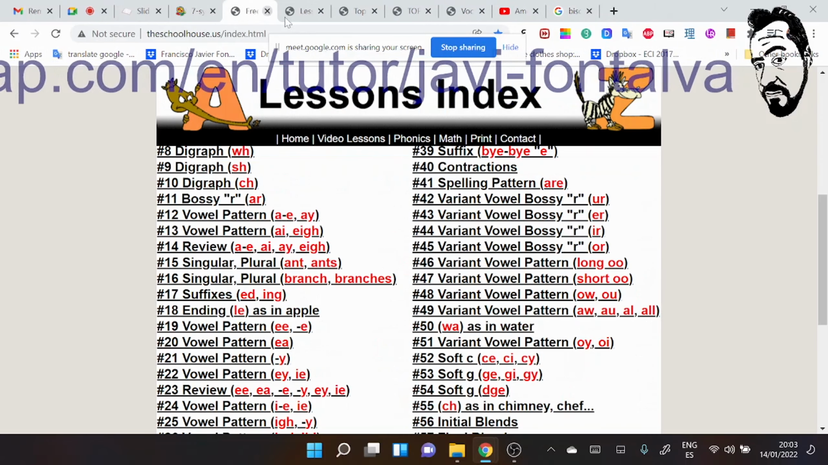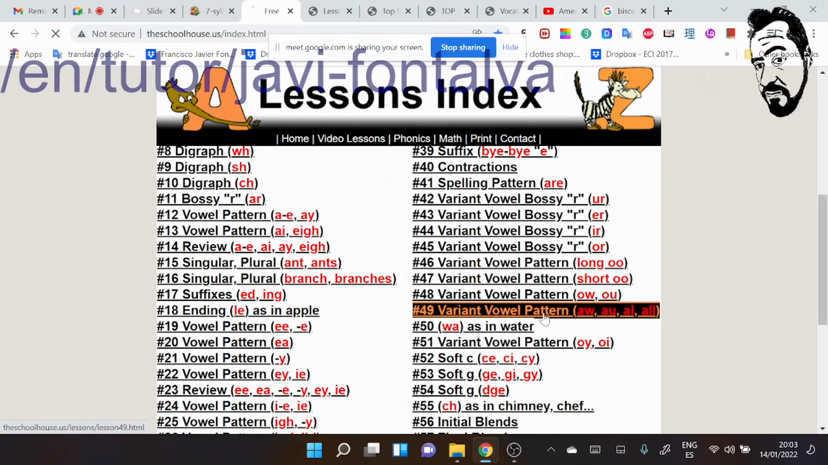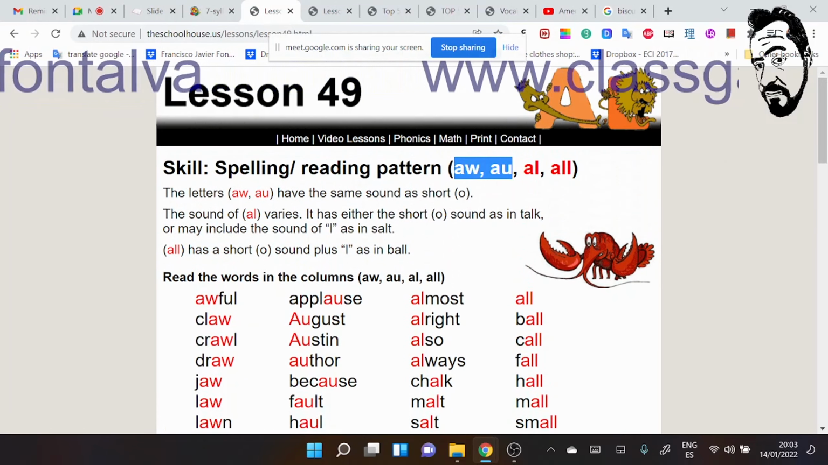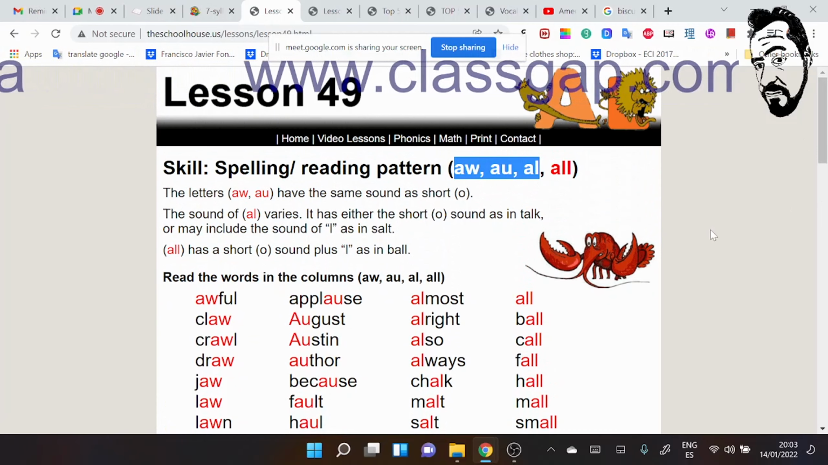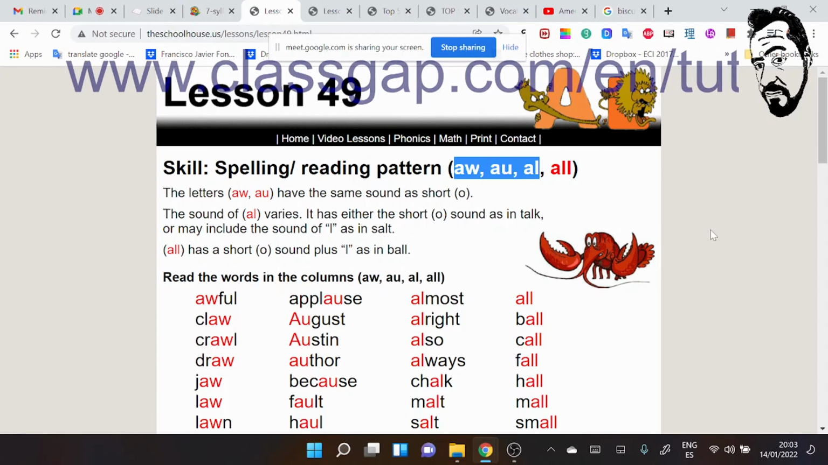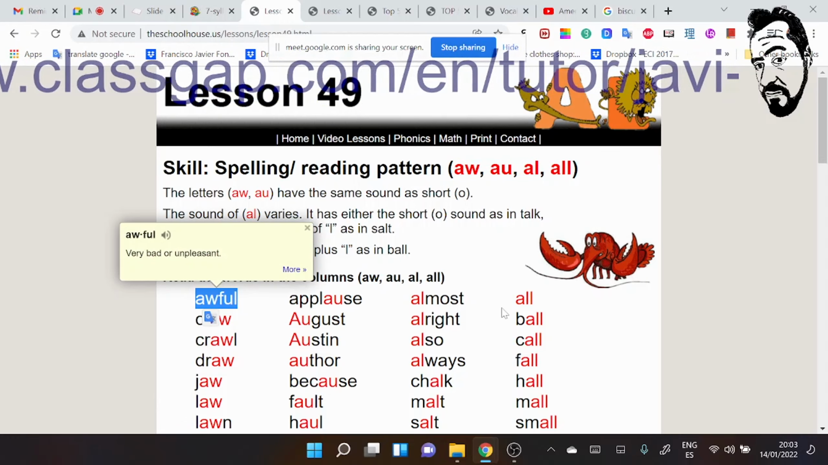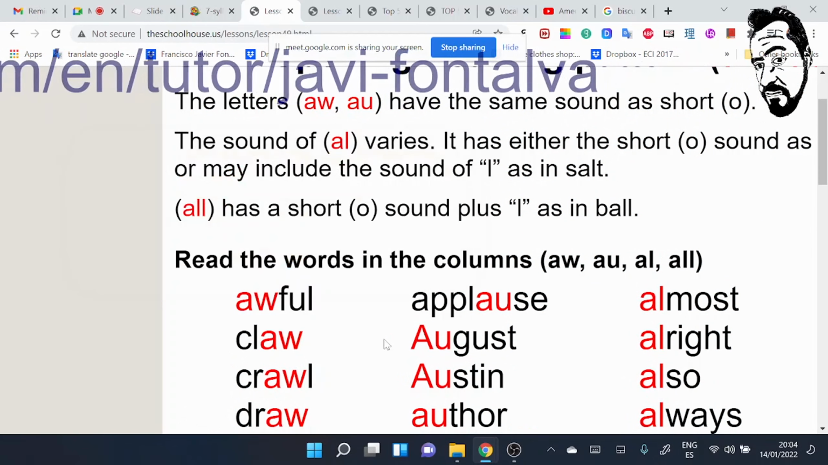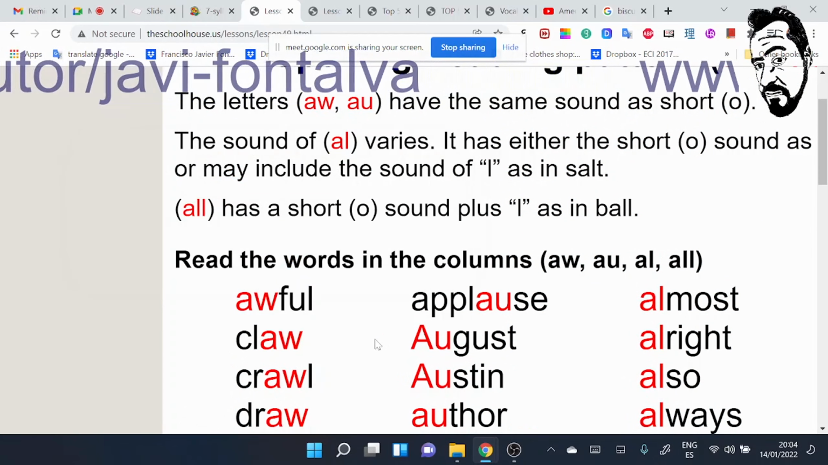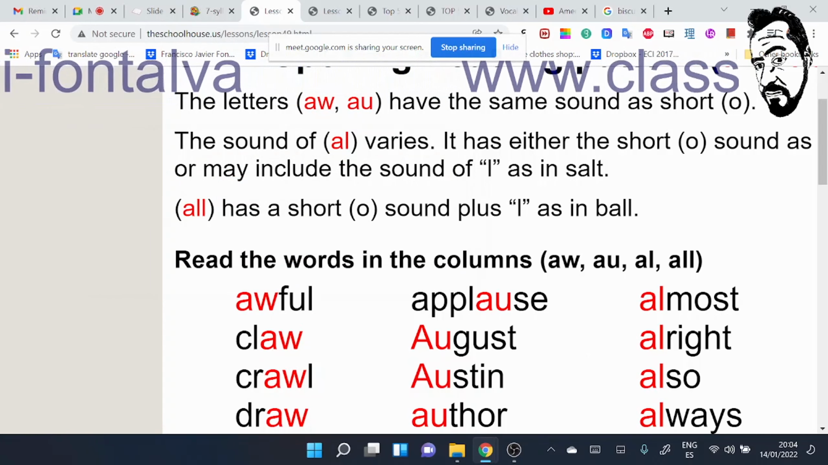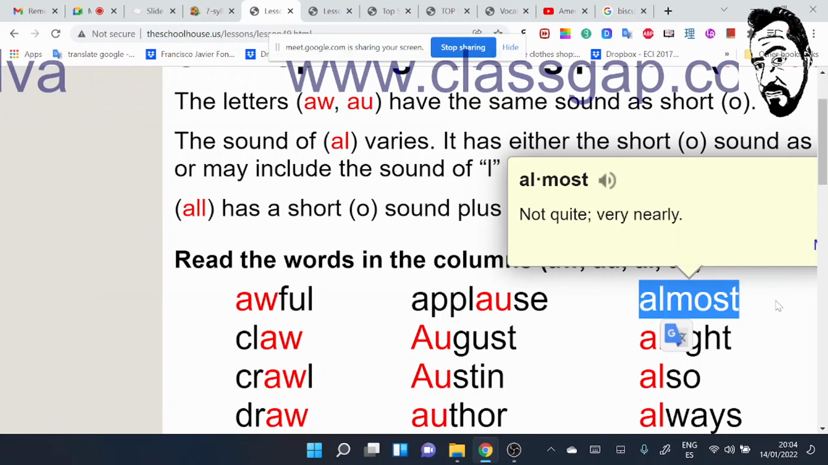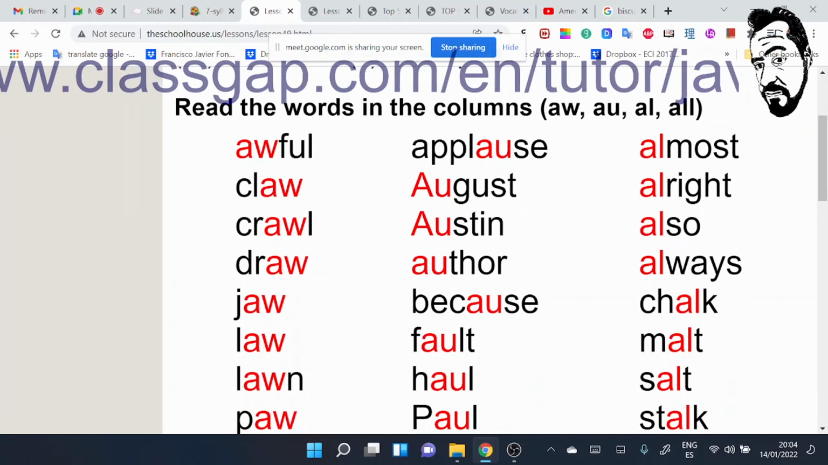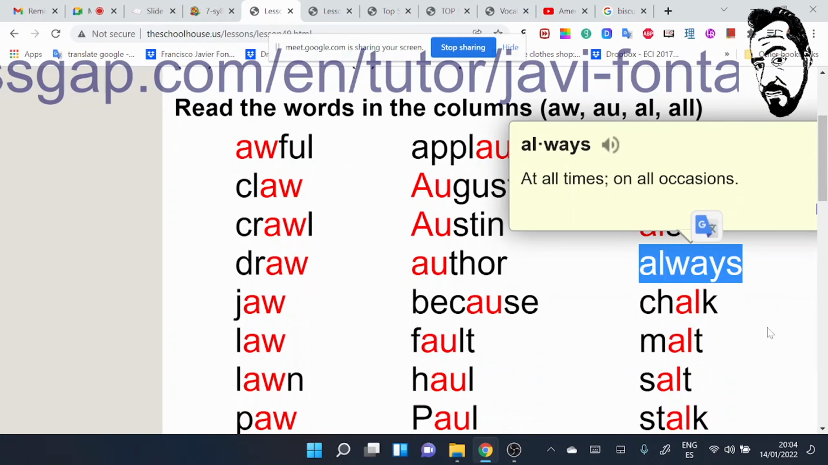Okay. Let's practice. Okay, I think you already know this. This here. Yeah. We always say O, like a very long O. For example, we say awful. What's awful? Awful is like horrible, very bad. Yeah? Okay. Almost. So notice the L is silent, okay? Almost. Always.